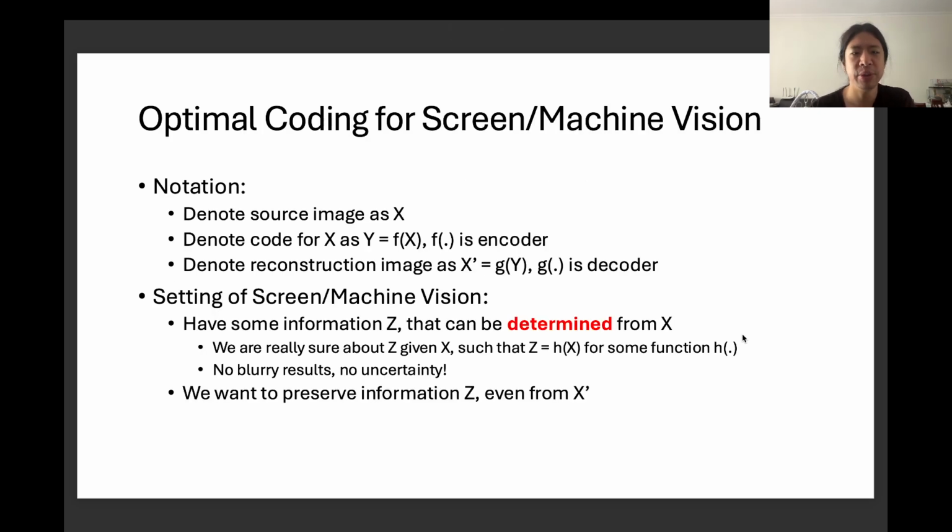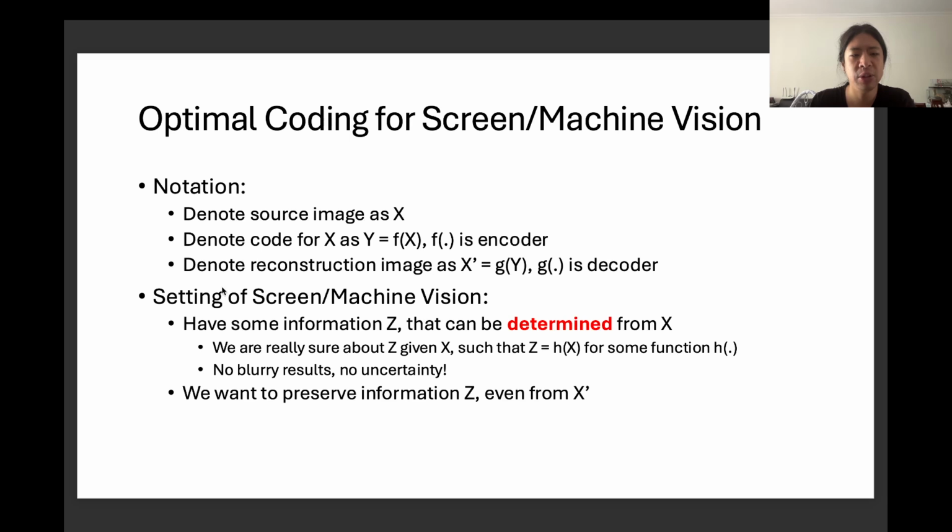So let's get started with the optimum coding solution for the screen or machine vision. Let's first discuss the notation needed for this paper. We denote the source image as x. We denote the code for x as y equals f(x), where f is the encoder. We denote the reconstruction image as x hat equals g(y), where g is the decoder.